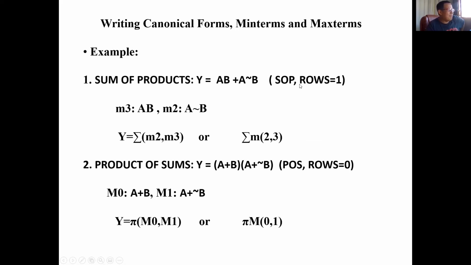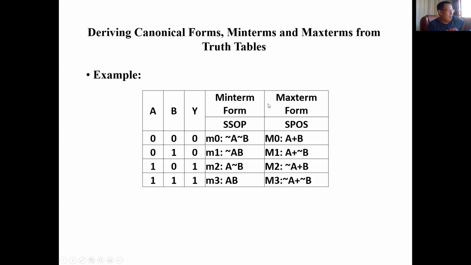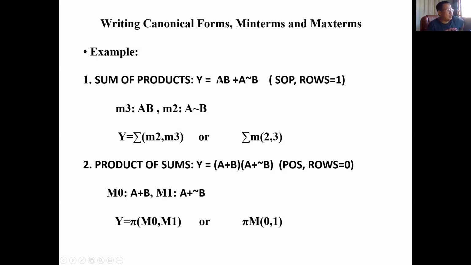Okay. We have the same truth table. In the minterm form, we will look at the values that are ones. So the minterm form is A not B plus AB. So that's why you have AB plus A not B. We can interchange them. We can reverse them.